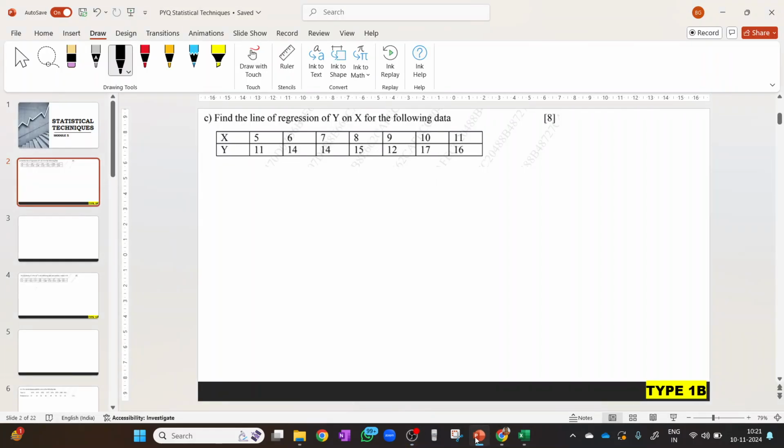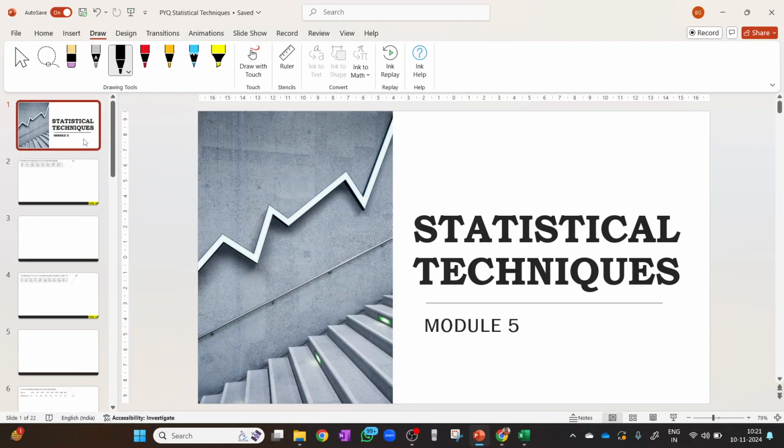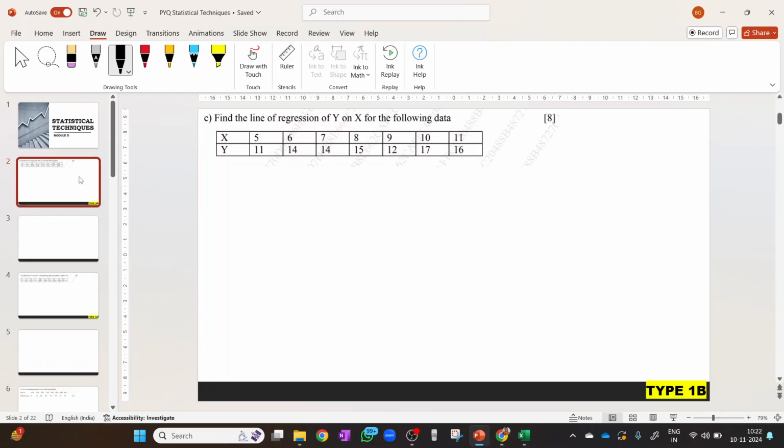Hello students, welcome back with module number 5, which is statistical techniques. Another easy topic in statistical techniques. Again, one question of this category is always seen in the exams. So what is the topic name? The topic name is curve fitting.